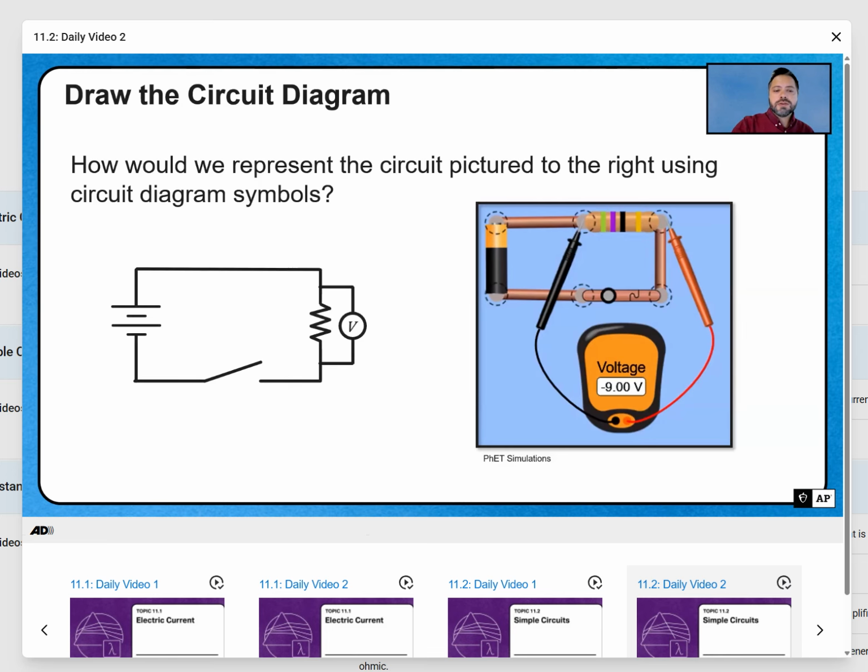All right. So ignore the voltmeter for now. You can cover that up if you want. But take a look. We have the battery leading straight to the resistor, and then the resistor leads to the switch, and the switch leads back to the battery.